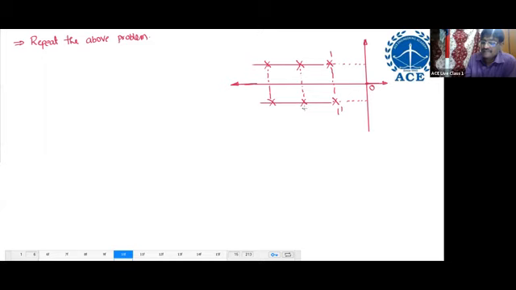1, 1 dash, 2 dash, 3 dash. Poles are moving towards the left. What happened to the time domain specifications?